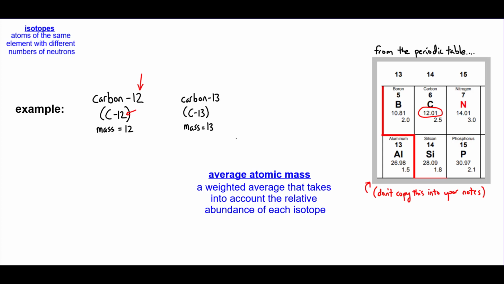Like this carbon-12 over here, it makes up 98.9% of all atoms of carbon pretty much in the universe. And then carbon-13 only makes up 1.1% of the atoms in the universe. So you can tell that carbon-12 is much, much more abundant, and that's why the average atomic mass is very, very close to 12, but not exactly 12. So if you've got this part on your worksheet written in, let's move on.